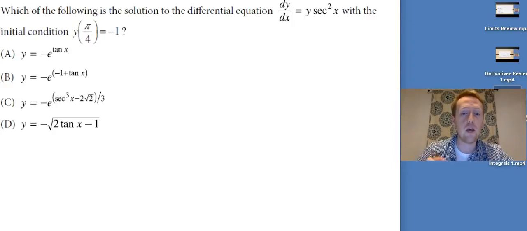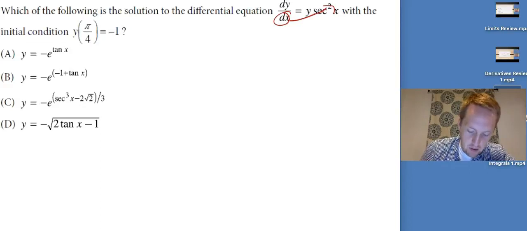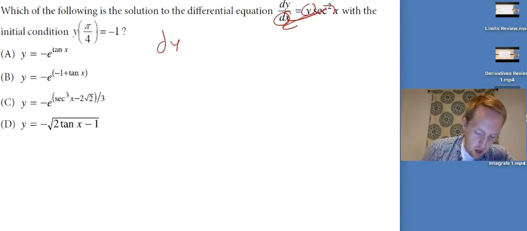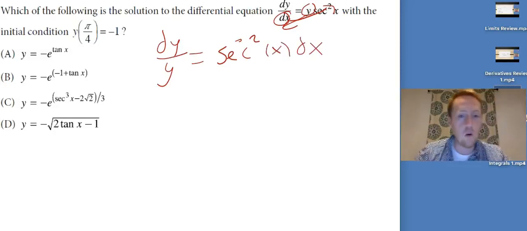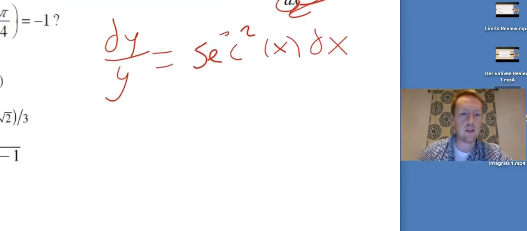So the first thing I'm going to do is I'm going to separate the variables. So I need to multiply this up, and I need to take that and divide it down. So this is going to be dy over y equals secant squared of x dx. So on an FRQ, you just earned a point. Just doing that. That's all you had to do. Just move the y's over and move the dx's over.